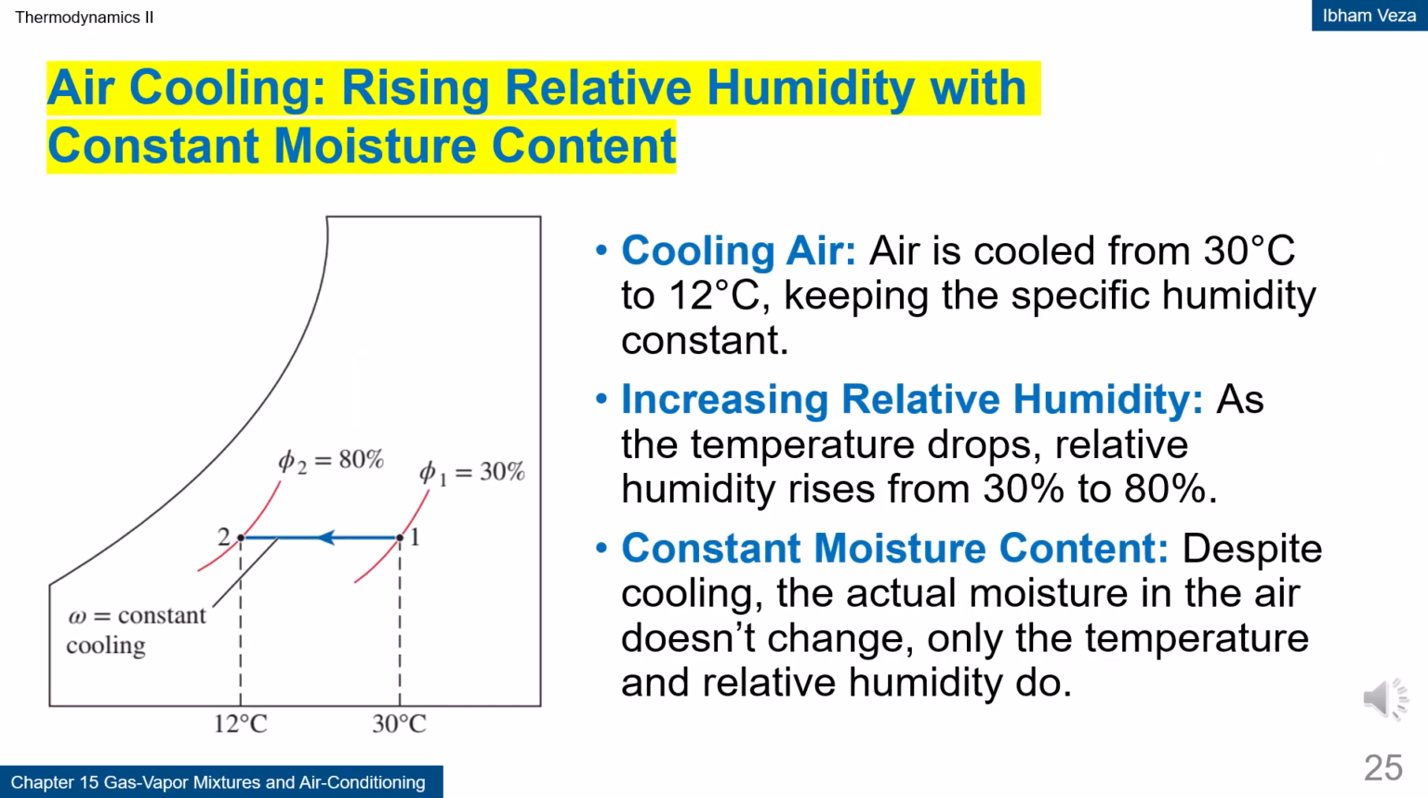Air cooling, rising relative humidity. In cooling without condensation, the air is cooled while its moisture content remains the same. When the temperature decreases, the relative humidity increases. This example shows a change from about 30% to 80%. This explains why air feels more humid at lower temperatures.